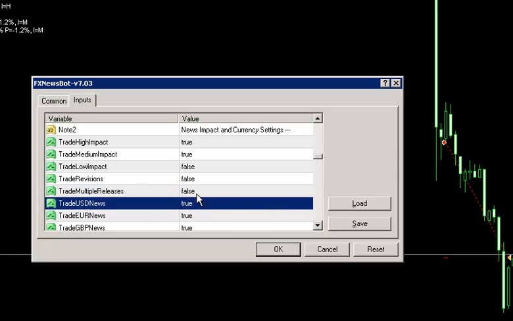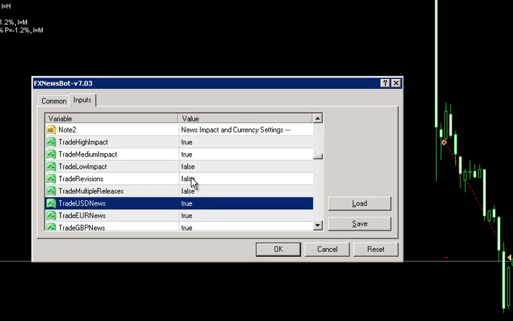And once again, this would require patience, because you might be all excited thinking, oh, finally some news releases, I'm ready to make some money, and then they might be conflicting, so the EA is not trading any, and it'll wait till the next news release. But this does help because it helps filter out conflicts in reports.